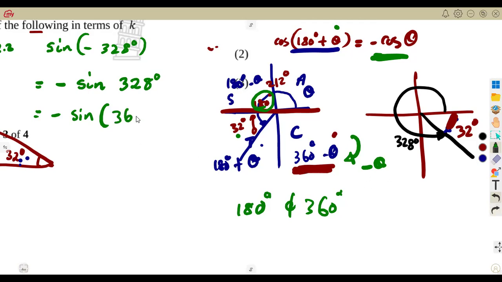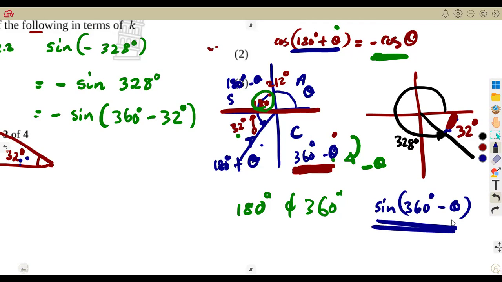So it will be 360 minus theta, where theta is the acute angle in that quadrant. What is our acute angle there? That's 32. So this is sine, just like we are given sine 360 degrees minus theta. How are you going to simplify this? Sine 360 degrees minus theta. In the fourth quadrant, it's not for sine, it's for cos. Their sine will be negative, so it will be minus sine theta.